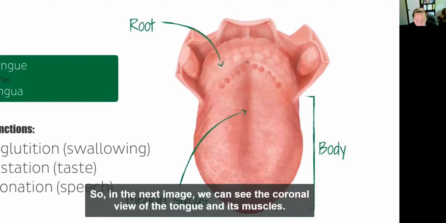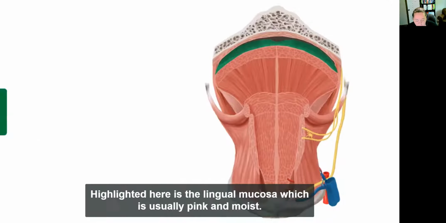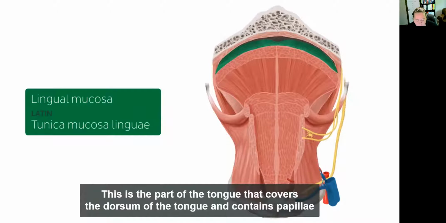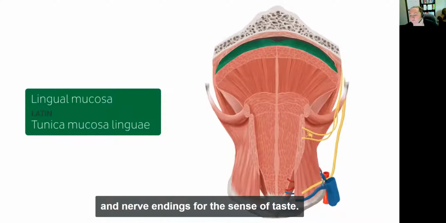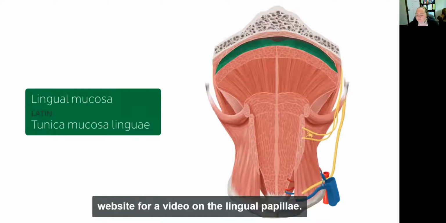So in the next image, we can see the coronal view of the tongue and its muscles. Highlighted here is the lingual mucosa, which is usually pink and moist. This is a part of the tongue that covers the dorsum of the tongue and contains papillae and nerve endings for the sense of taste. For more on the lingual papillae and how they perceive taste, please take a look on our website for a video on the lingual papillae.